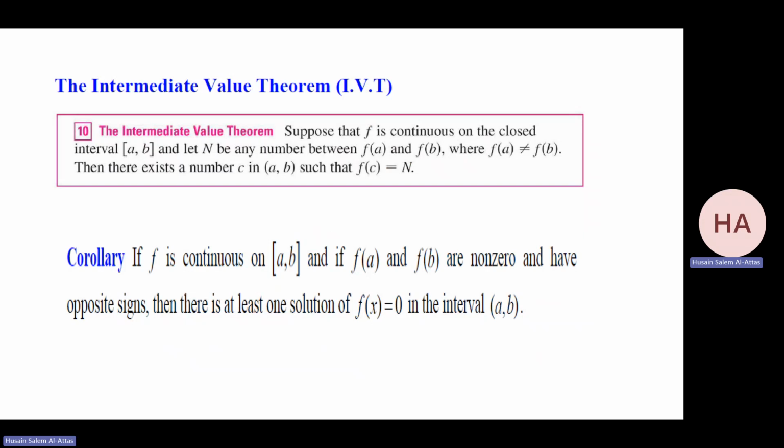What does the intermediate value theorem say? If f is continuous on a closed interval [a, b], and N is any number between f of a and f of b, where f of a is not equal to f of b, then there exists a number c in (a, b) such that f of c equals N. We can use this to solve an equation f of x equals 0. So I put N equals 0. I want f of a and f of b to be non-zero and have opposite signs, one positive and the other negative. Then there exists at least one solution, maybe more.